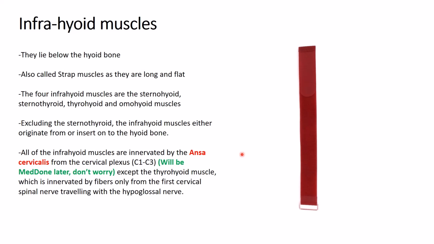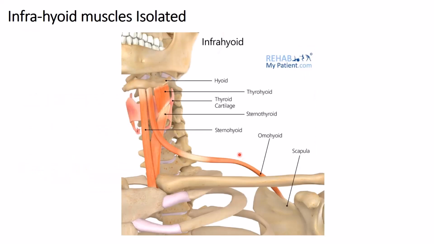This is a good photo showing the infrahyoid muscles isolated from all other content of the neck. We see here, of course, the omohyoid muscle. This is the superior belly, this is the inferior belly, and this is the scapula. This is the intermediate tendon between the superior belly and inferior belly of the omohyoid muscle. This is the sternohyoid muscle, of course. Here we have the thyroid cartilage. It gives attachment above to the thyrohyoid muscle and below to the sternothyroid muscle. And of course, this is the hyoid bone.